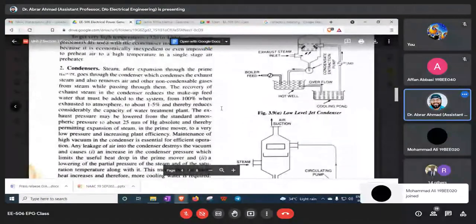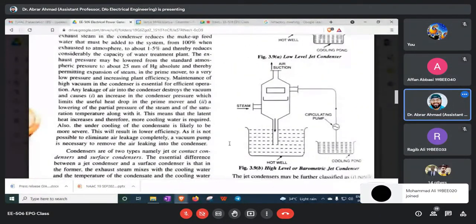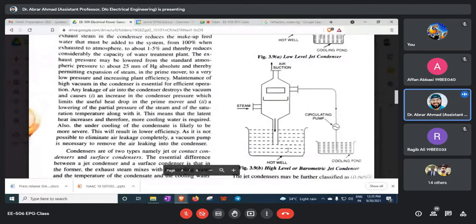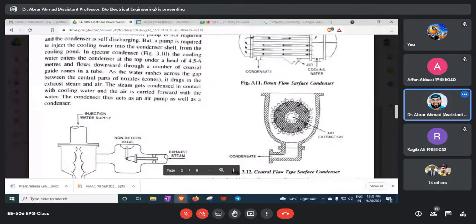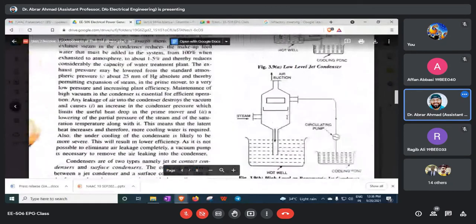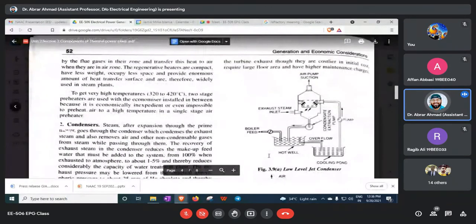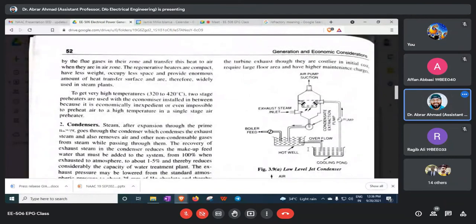Let's take some examples. Low level jet condenser, and this is high level or barometric jet. Both of them are examples of jet condenser. So in the low level jet condenser, exhaust steam is coming in from here. Exhaust steam is that steam which is actually coming out of the turbine.